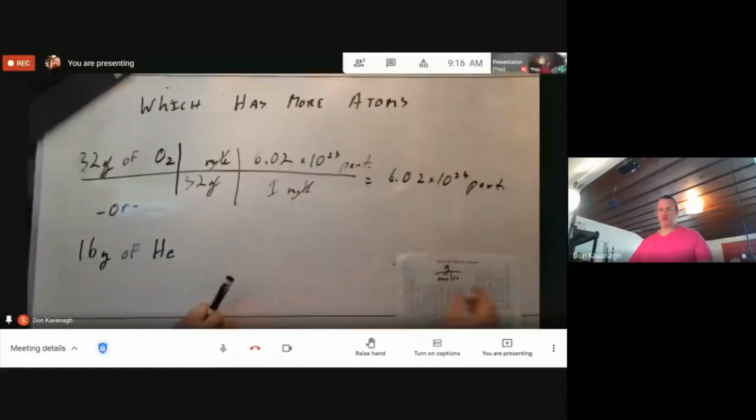More particles in that 1 mole of O2 than there are stars in the known universe. There's about 10 to the 21 stars in the known universe.